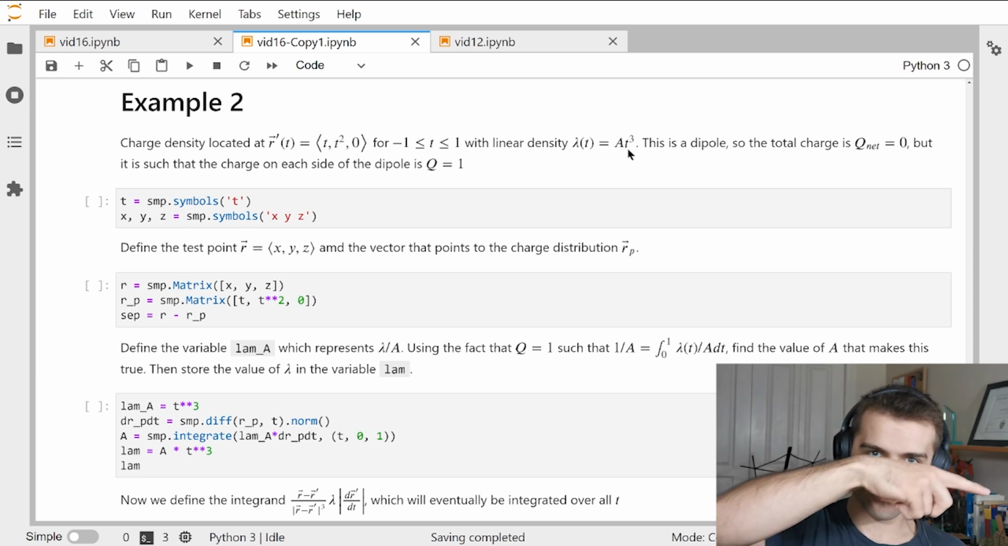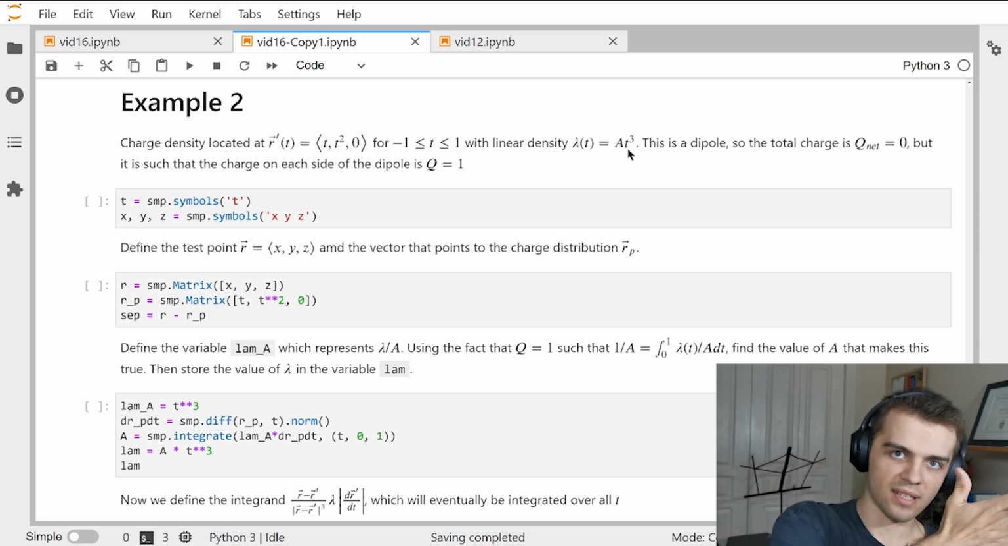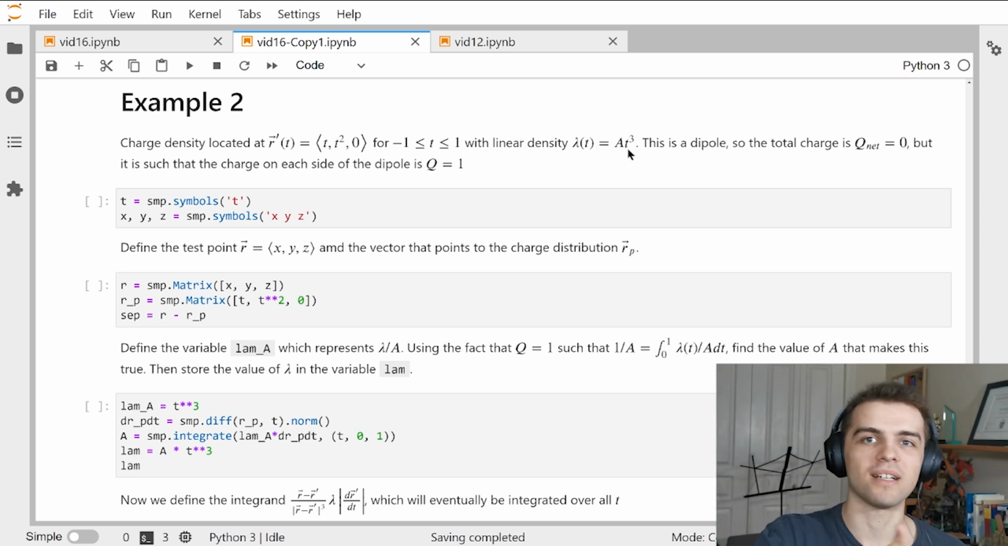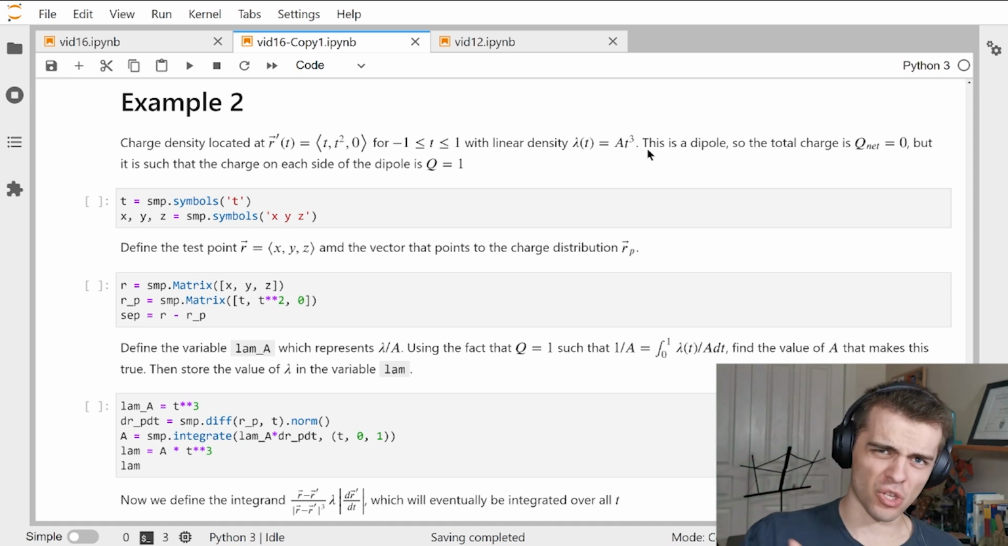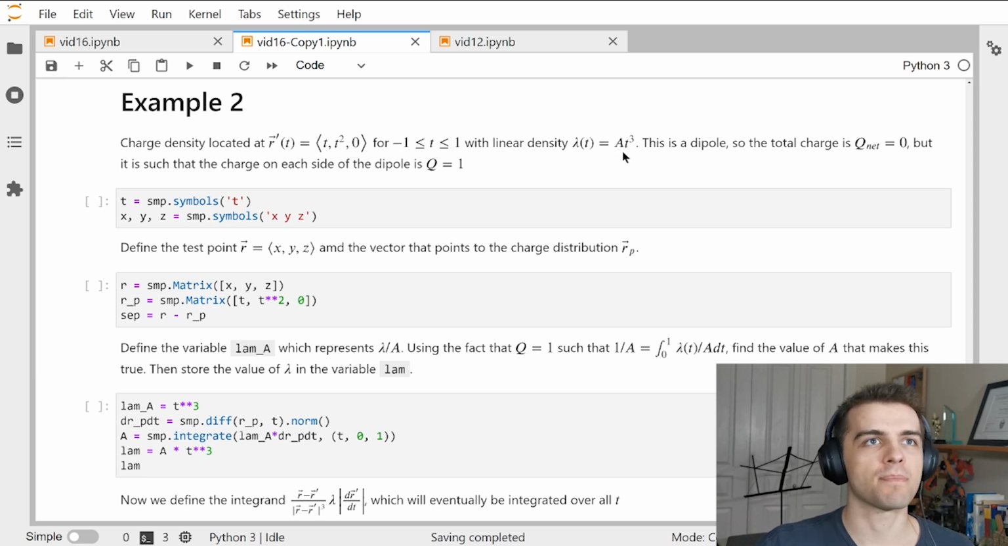So when t is negative, on the left side of the parabola, you have negative charge there. And on the right side, you have positive charge. And it overall creates a dipole charge. It's just a weird looking dipole charge. And there's a proportionality constant a here. And it's a dipole, of course, so the net charge q net is equal to 0. But it's such that the charge on each side of the dipole is q equals 1.